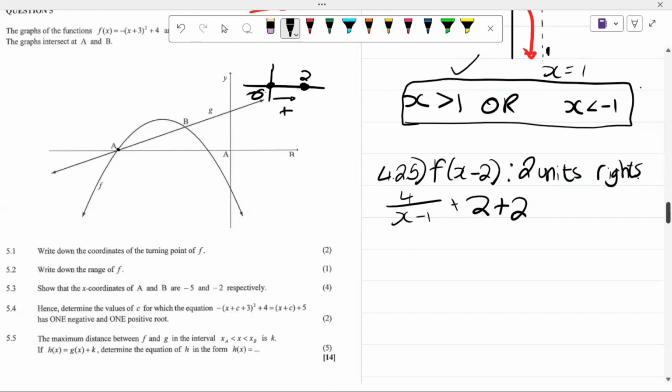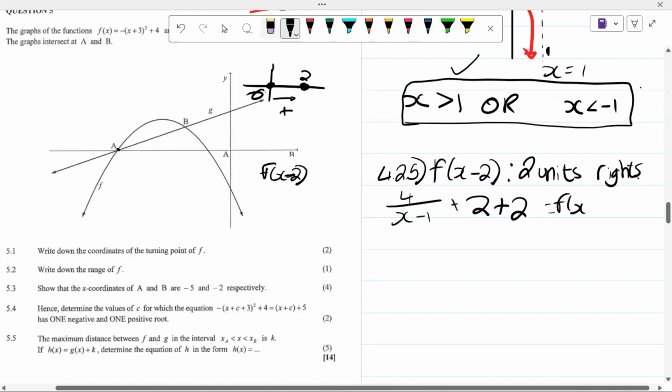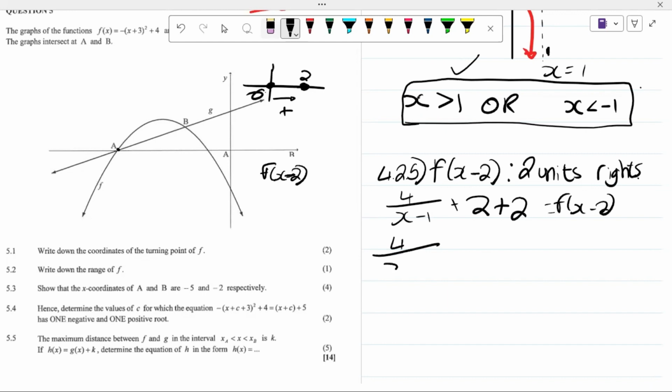But then the thing is that within this part, it's going to be a minus, but as soon as it goes to my equation, it's going to be a plus 2 because I'm moving 2 units to the right. Is that making sense? That confuses a lot of people. It can get you. So this will now be my f of x minus 2, which is 4 over x minus 1 plus 4.